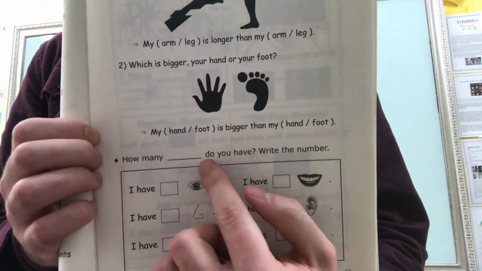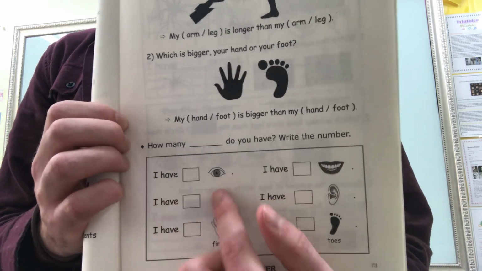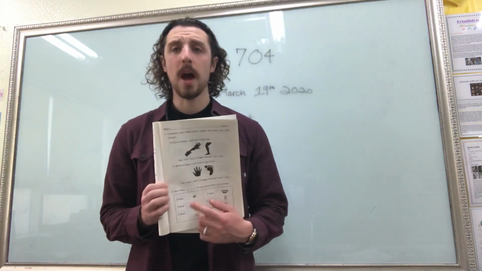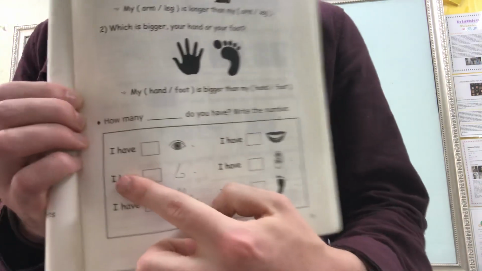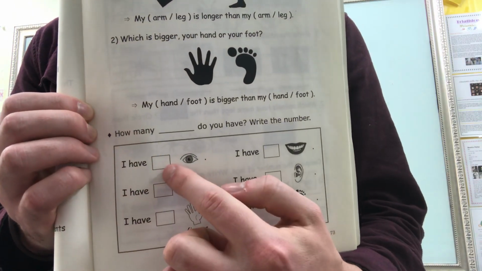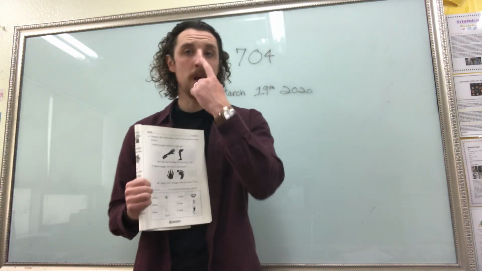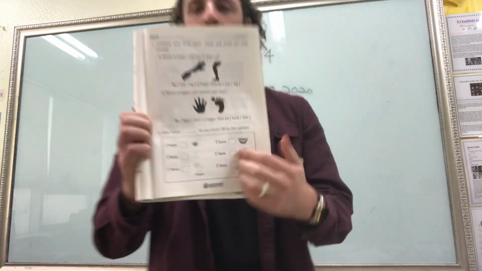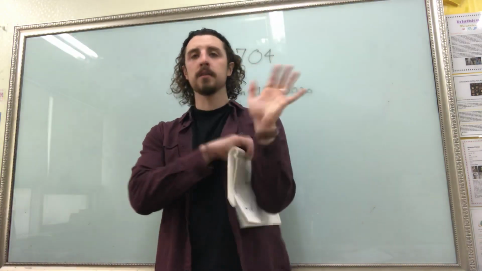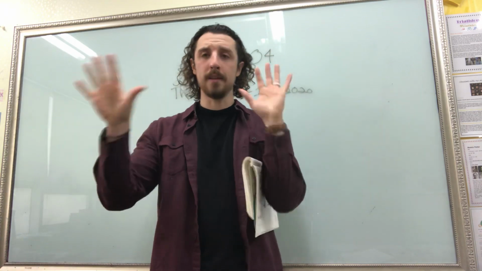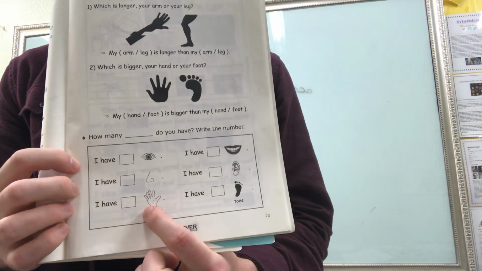How many do you have? Write the number. How many eyes do we have? We have 2 eyes. So for this one, we're going to say, I have 2. What about your nose? How many noses do we have? We have 1 nose. So, I have 1. Your hand. How many hands? 2 hands, right? So, I have 2 hands.